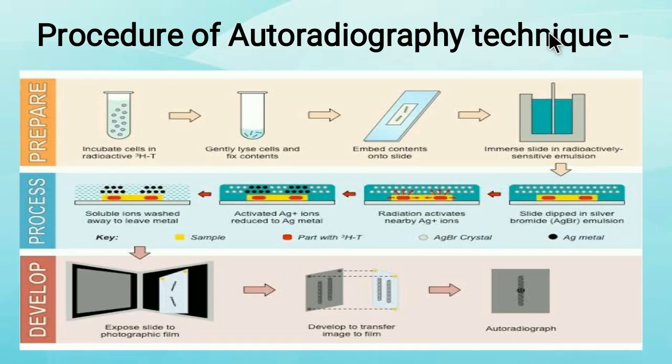Now we will discuss the procedure of the autoradiography technique. In the pictured example, the cells are grown in a solution containing radioactive thymidine. The tritiated thymidine is incorporated into the chromosomal DNA of the cell. The chromosomes are isolated by gently lysing these cells and fixing the chromosomes to a photographic surface. After that, the surface is immersed in a radioactively sensitive emulsion containing silver bromide.